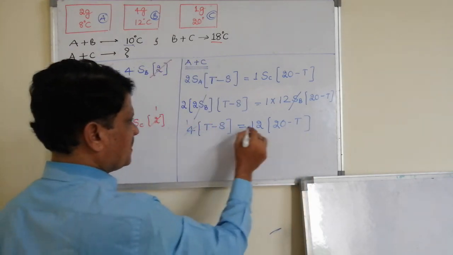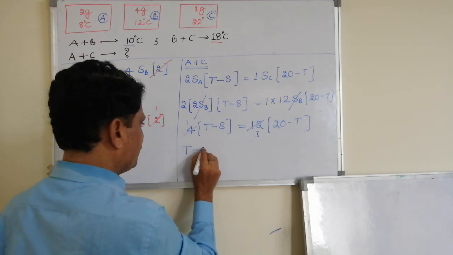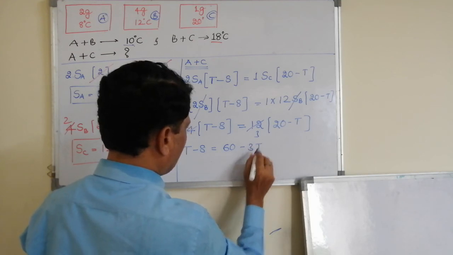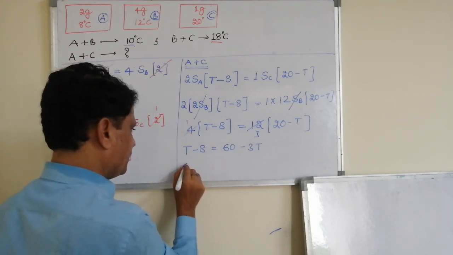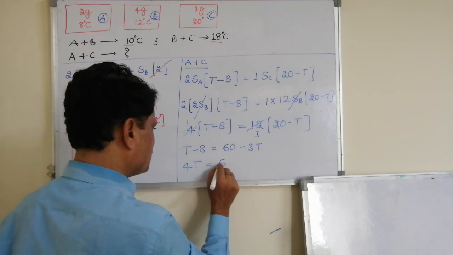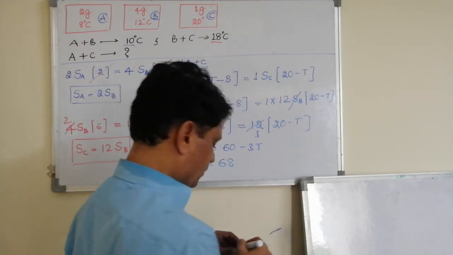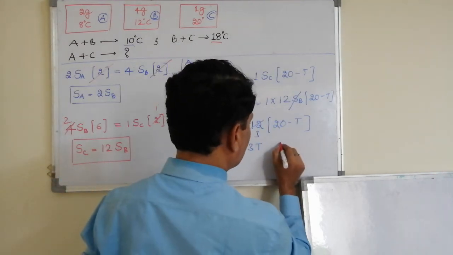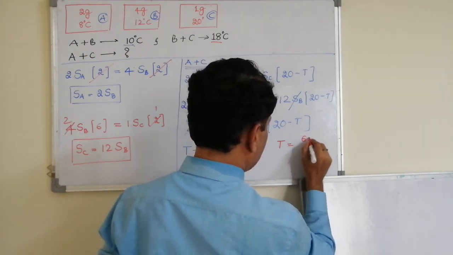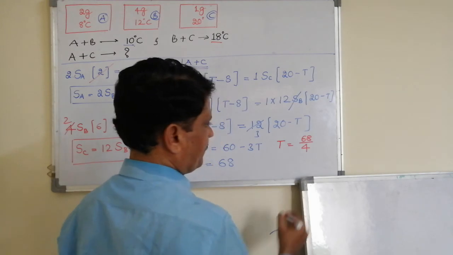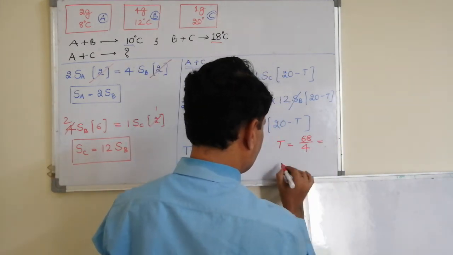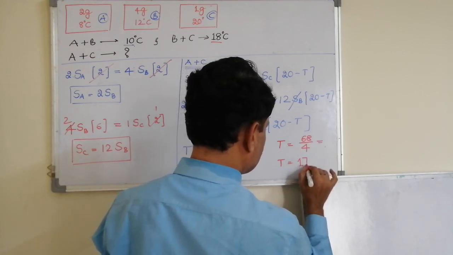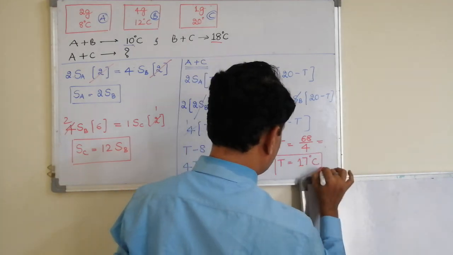Still I can simplify: 4 ones are 4, 3s are 12. T minus 8 is equal to 60 minus 3T. If I send it across, 4T is equal to 68, so T is equal to 68 divided by 4. Then 4 ones are 4, 4 fours are 16, 7s. Okay, I think it's 17 degrees Celsius. Check it.